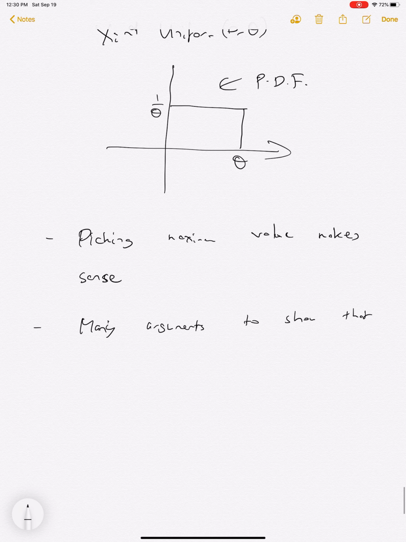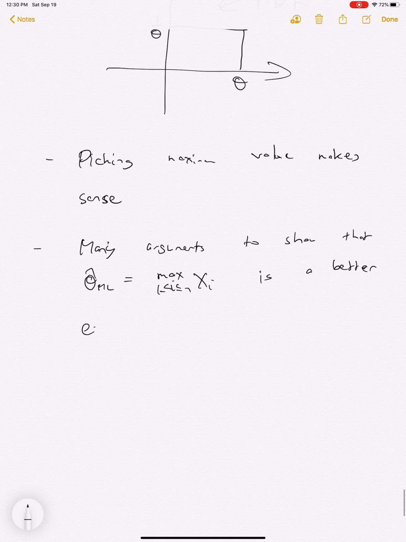There are many arguments, which we may not get time to go into in this course, that show that theta hat ML, which is the maximum value, is a better estimator than the method of moments estimate, which is 2x bar.